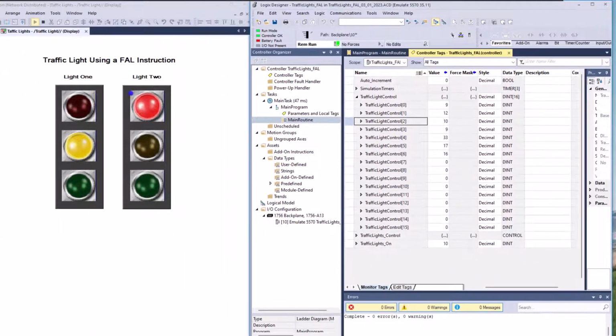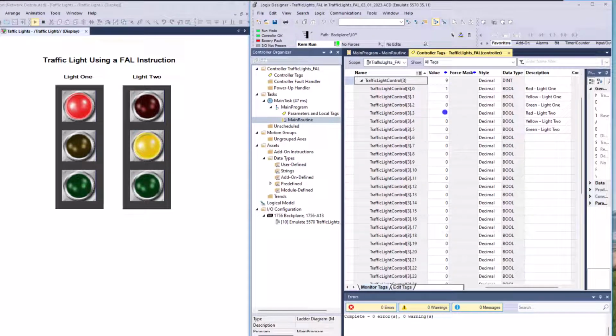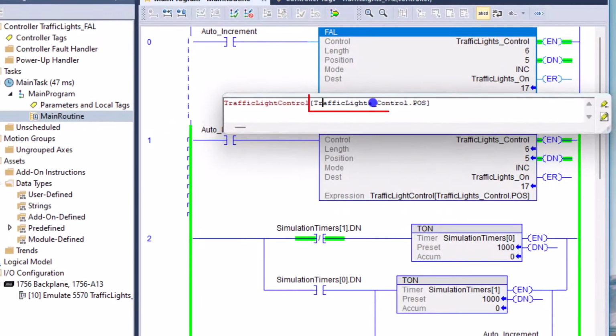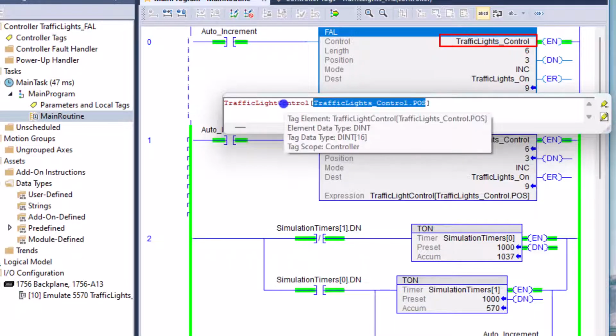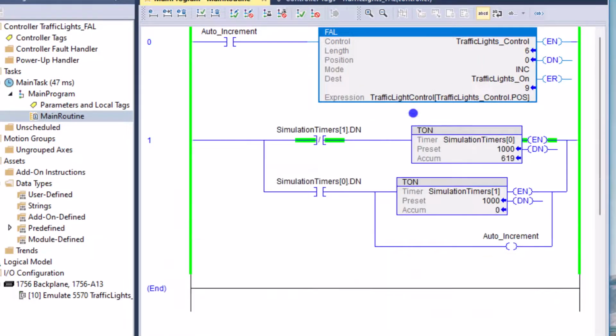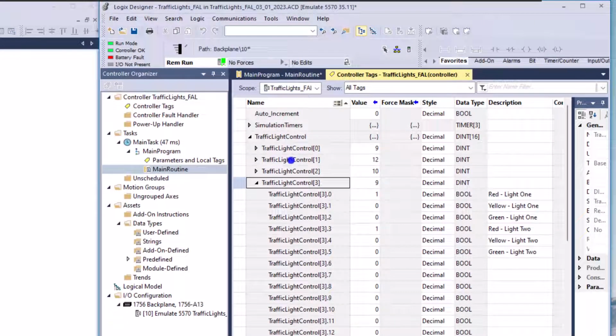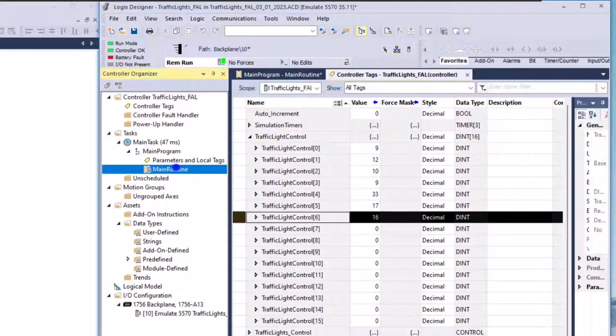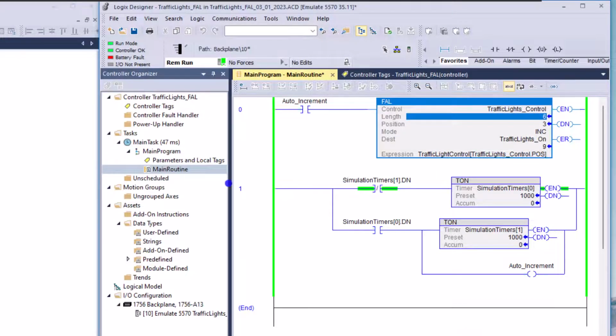Now, I have these labeled over here in the HMI system so that you can easily see them, and they do correspond with light one and light two. Keep in mind, this is the control section. The position of the instruction is indirectly pointing to a different array inside of that traffic light control. Each time that FAL instruction increments, it's pointing at a different section in here, either 0, 1, 2, 3, 4, 5 and 6, because we're indexing six times, okay?